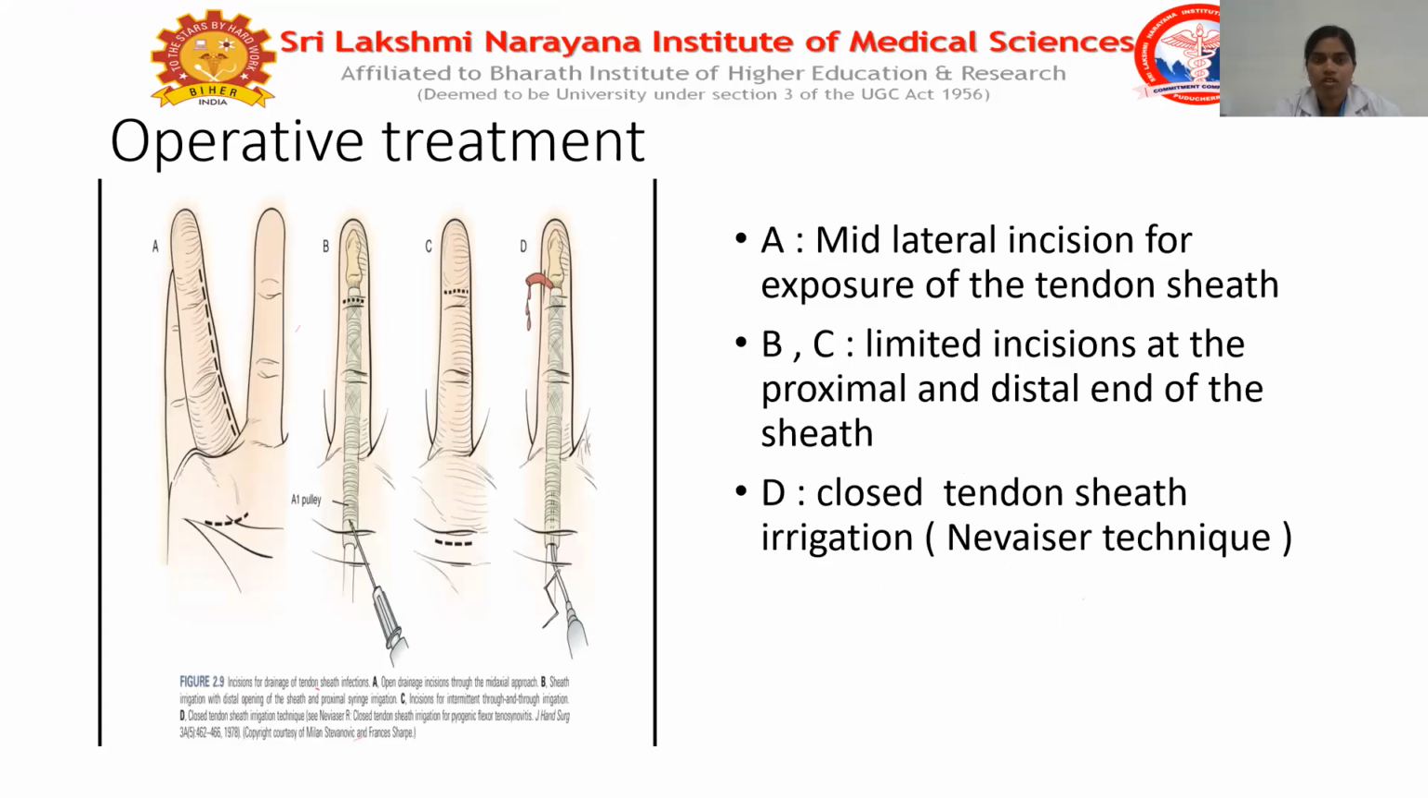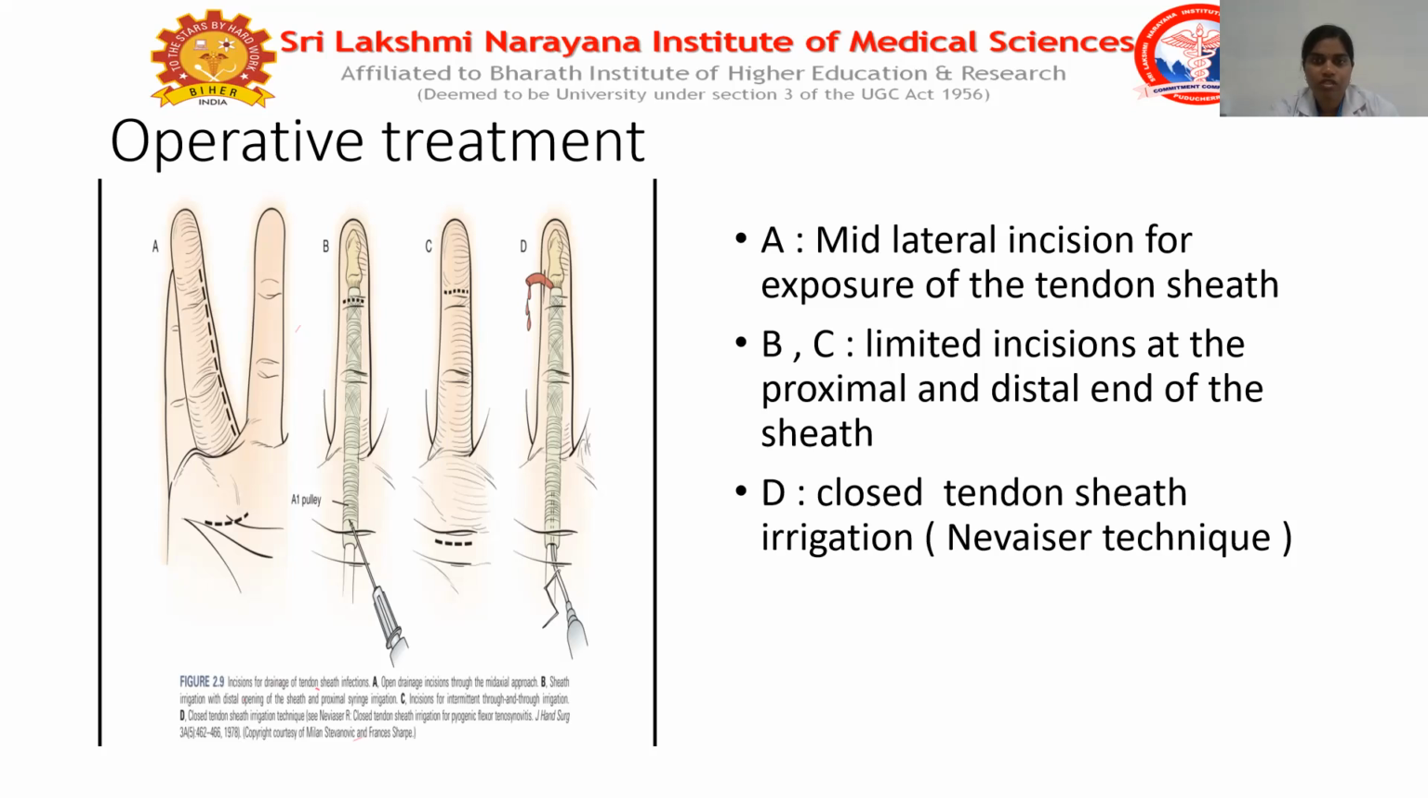Coming to the management, different incisions can be placed for the drainage of tendon sheath infections. These are open drainage through a mid-axial approach. Figure A shows the open drainage incision through the mid-axial approach, and figure B shows sheath irrigation with the distal opening of the sheath and proximal syringe irrigation. Figure C shows the incisions for intermediate through-and-through irrigation. Proximal and distal incisions are placed and irrigation is done. And D shows a closed tendon sheath irrigation technique.